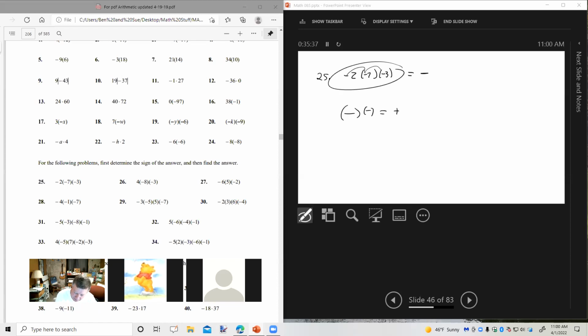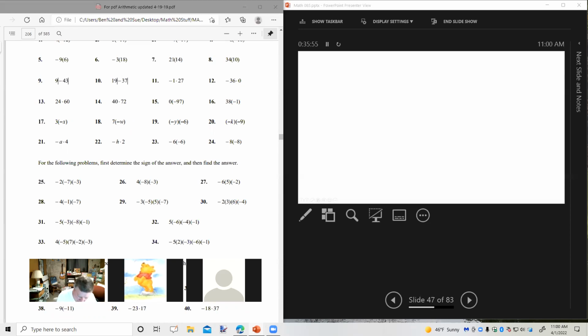Well, now I go back, having predetermined the sign. I can say, well, 2 times 7 is 14, times 3 is 42. So my answer is going to be negative 42. Any questions about that one?